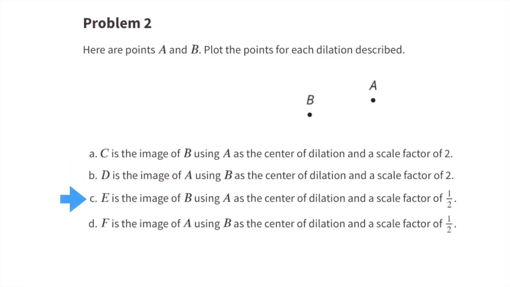C. E is the image of B, using A as the center of dilation and a scale factor of 1/2. Start at A and move towards B, but stop halfway. This is where you would plot the point for E.